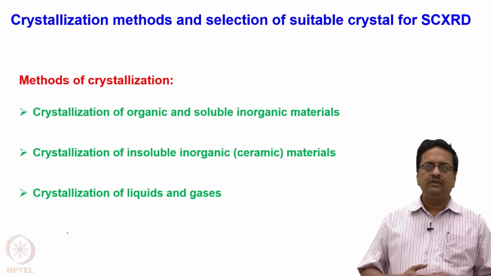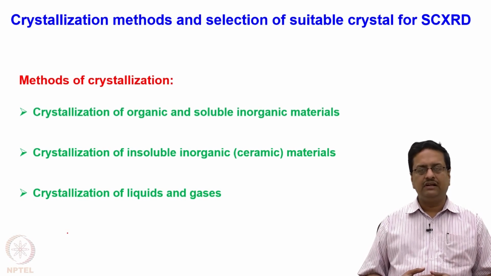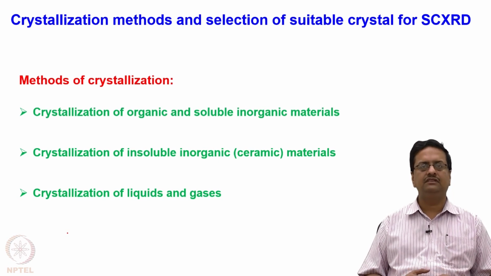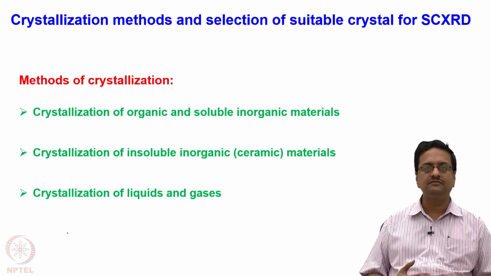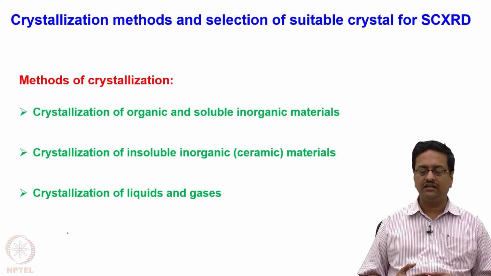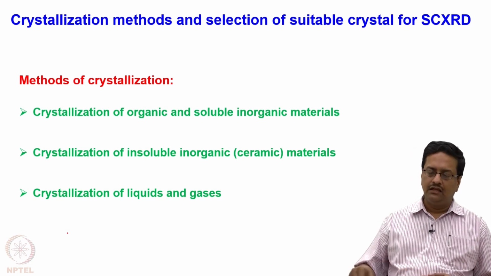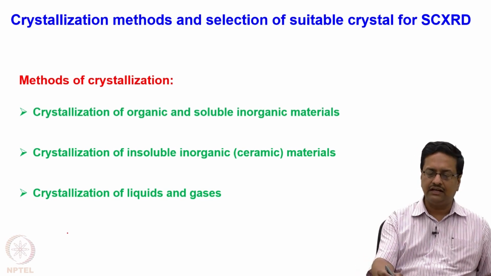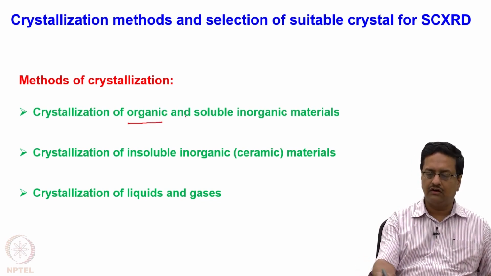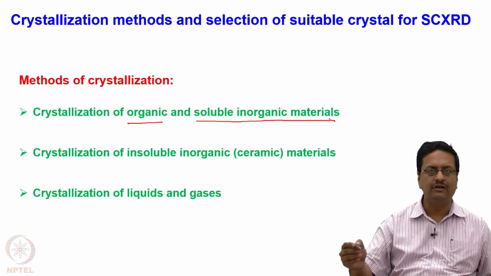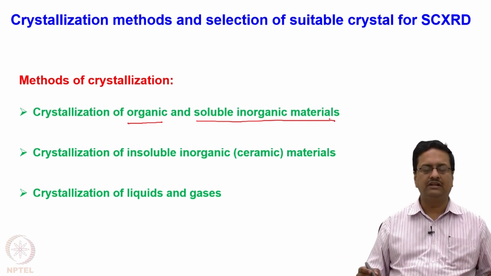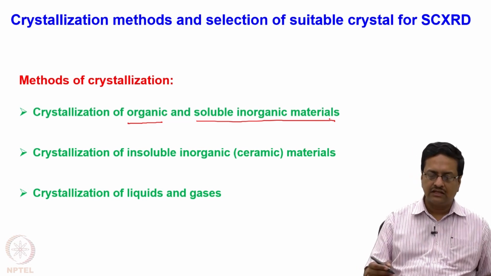In general, when we deal with different types of materials in the lab, we have different methods to apply for different types of compounds that we encounter in the lab. In most of the labs, we encounter different types of organic and soluble inorganic materials which can be crystallized using a particular type of method.